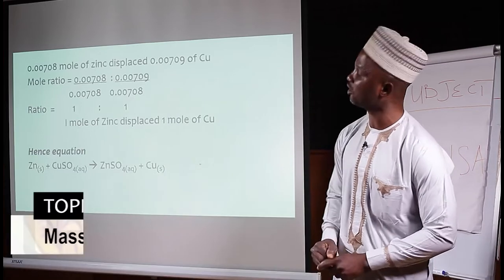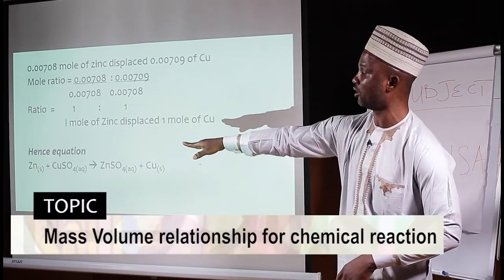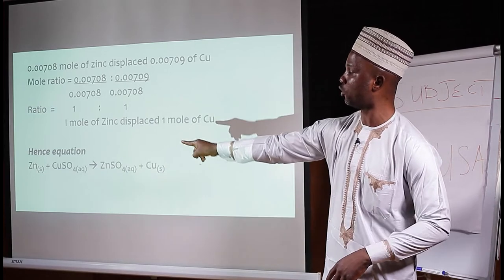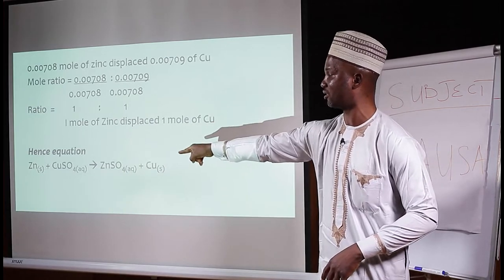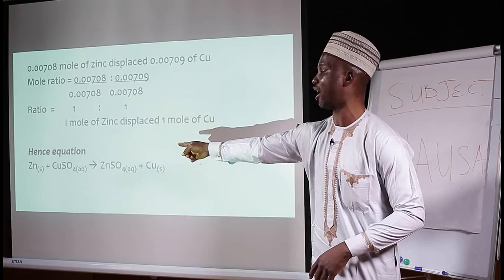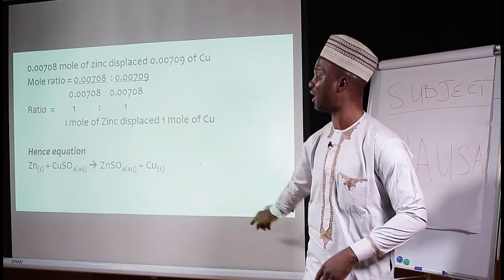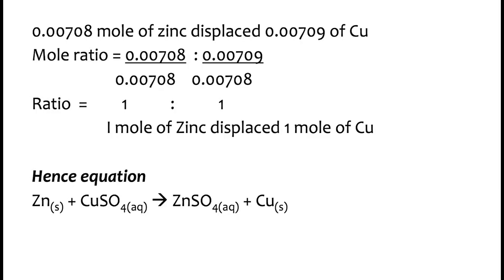Now, if we are to write it theoretically, you look at the equation there. Zinc reacting with copper(II) tetraoxosulfate(VI), and zinc displaces copper in the reaction. You can see it there. And the balanced equation is such that 1 mole of zinc reacts with 1 mole of copper(II) tetraoxosulfate(VI) to give you 1 mole of zinc tetraoxosulfate(VI) and 1 mole of copper displaced. It means that our calculation agrees with the equation as written below.